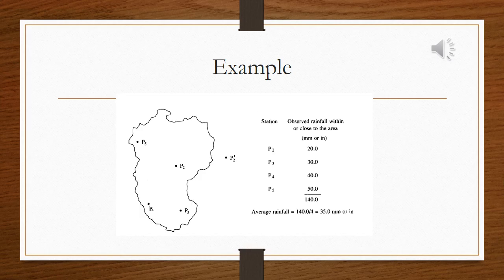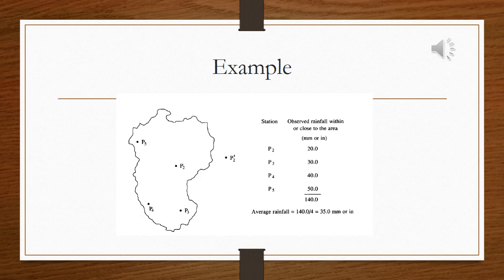Okay, so the area outside is not important. We are going to take only how much rainfall there is in this area, in millimeters or inches. So let's see the example. In station 2, 20 millimeters is recorded. P3, which is the third station, is 30, the fourth station 40, and the fifth station 50 millimeters of rainfall observed.